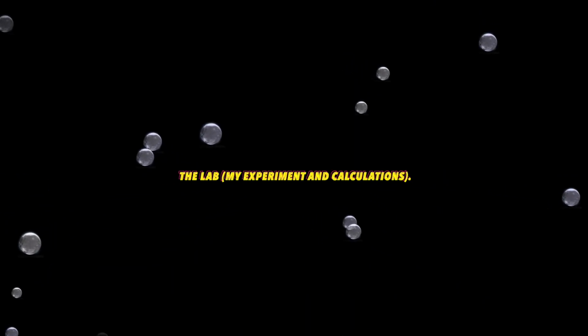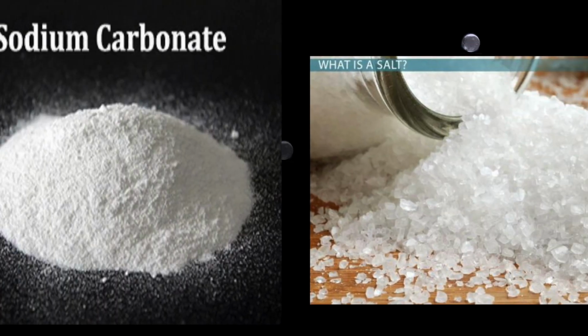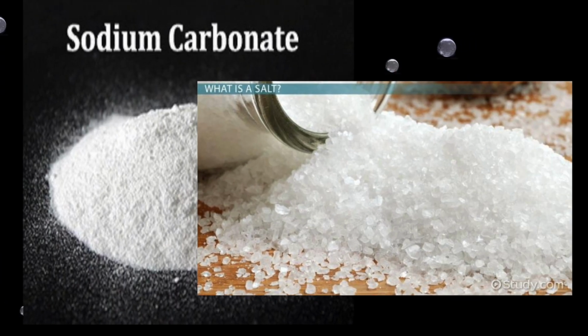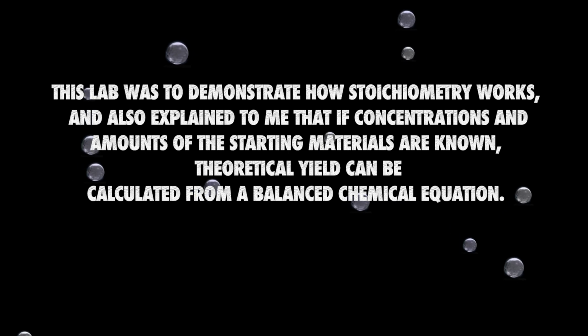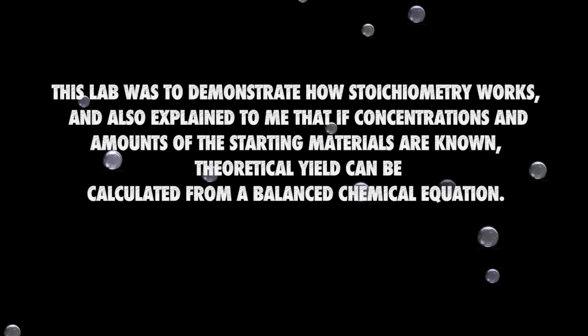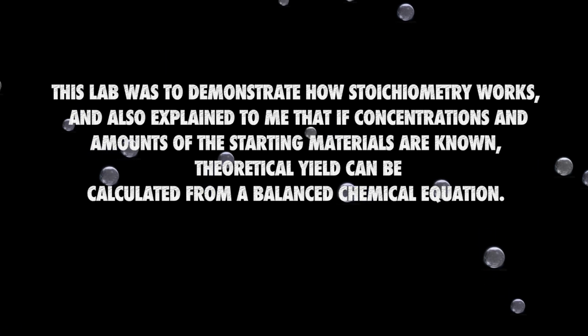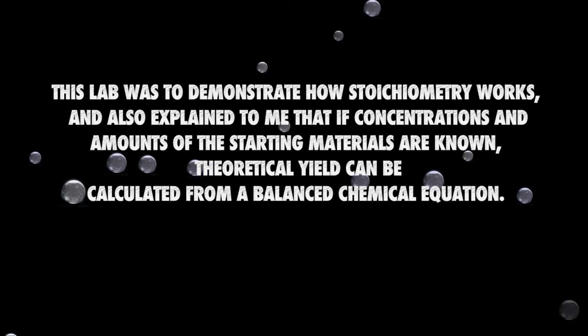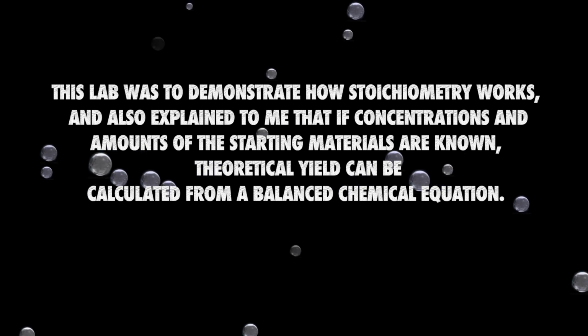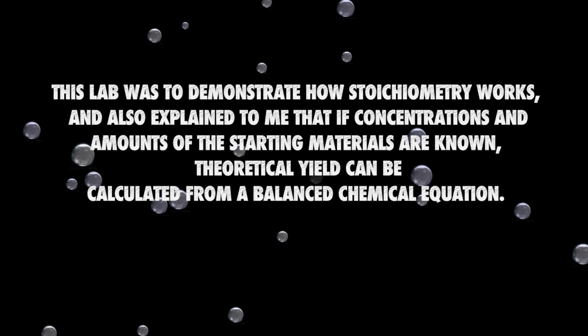So, in this lab, my aim was to use the reactants of sodium carbonate and calcium chloride and turn them into a product of calcium carbonate. Then find the theoretical, actual, and finally percentage yield of my reaction. This lab was to demonstrate how stoichiometry works and also explain to me that if concentrations and amounts of the starting materials are known, theoretical yield can be calculated from a balanced equation.